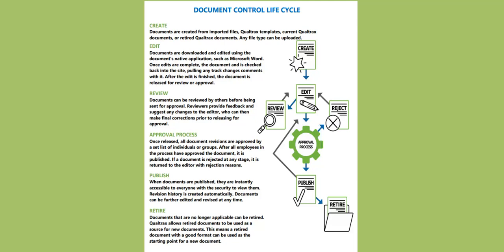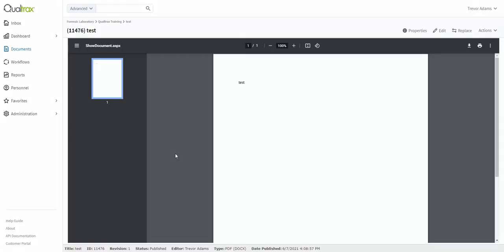You'll be able to release this document for approval to individuals or groups of your choosing, and they will be able to either approve or reject the changes on that document. Now if anyone rejects the document, it will go back to the editor for them to correct whatever the issue might be. Once everyone has approved the document unanimously, that document will then become published and available for use throughout the rest of the system.